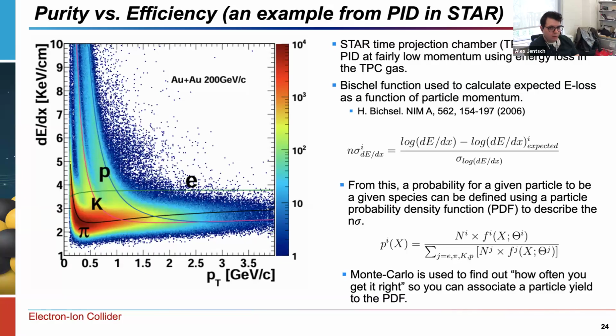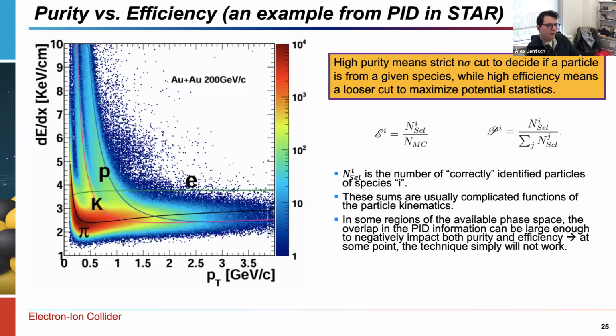Now, you can also make use of other detector information. This is the definition of purity and efficiency here for those who are unfamiliar. So ultimately, the main takeaway here is there's some point where the information overlaps so badly where this trade-off doesn't even make sense anymore, right? And so in this case, you have to look to other detector information.